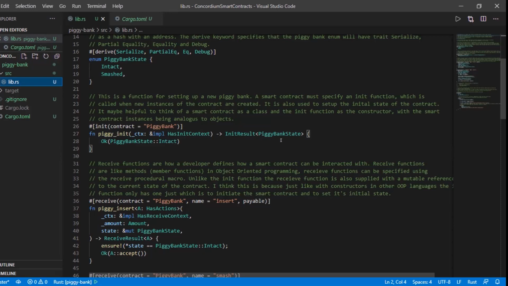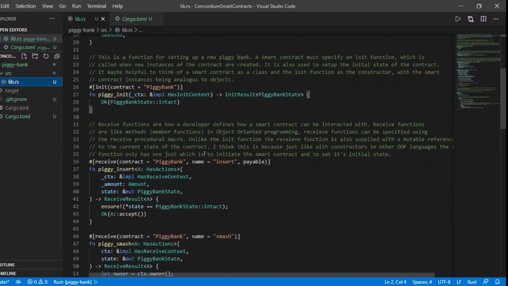It returns the state of the value. So this is our initializer, our constructor function. We then want to do things with the piggy bank once it's been created and we know that it's intact. We then want to do some stuff.